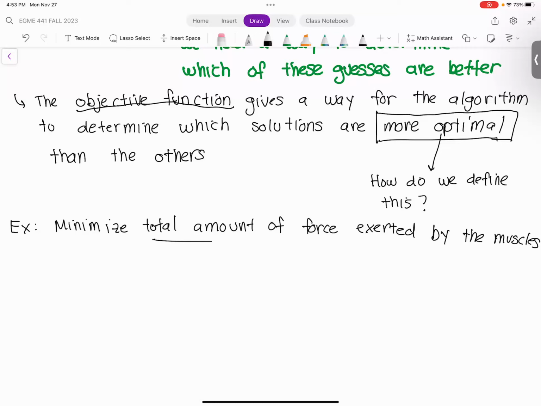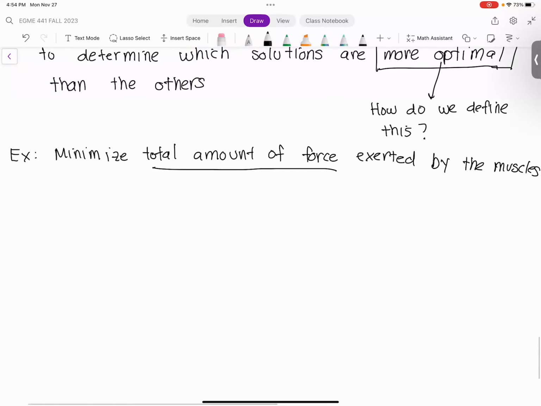Okay. And so our objective function here is the total amount of force, right? And so if we sum up the amount of forces, this is just going to be the sum of the force magnitudes. Okay, maybe I should indicate that.